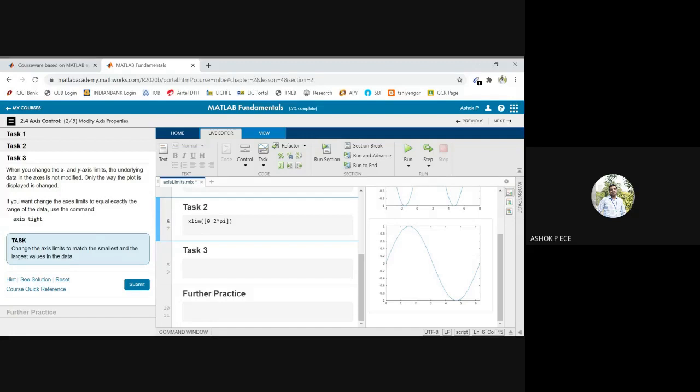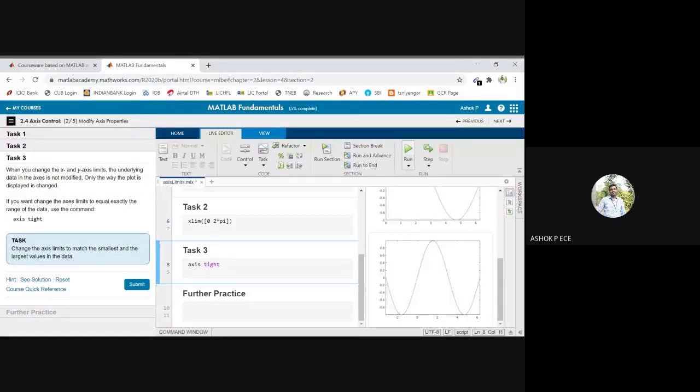And if you want to change the axis limits to exactly equal the range of data, you can use the command axis tight. So if you use the command axis tight, I run it. See here, x and y will be equally distributed. So the axis limits will be equally distributed. So here also it will be equal, here also it will be equal. You can see the difference here.